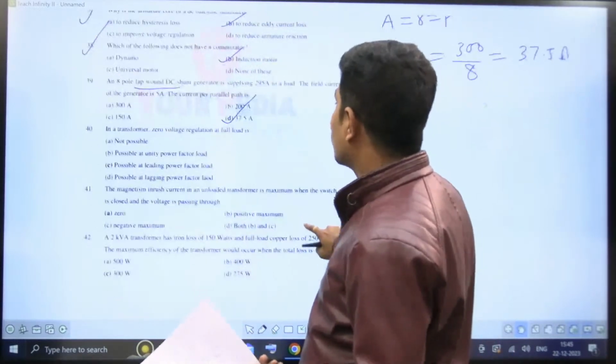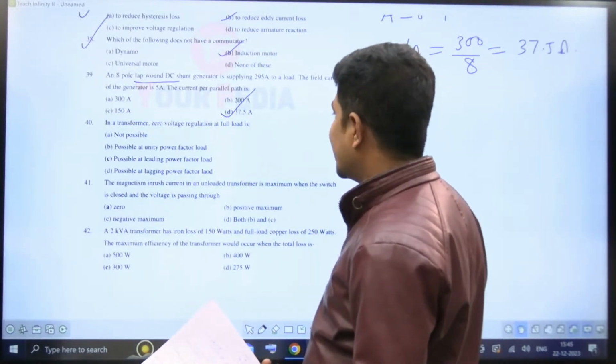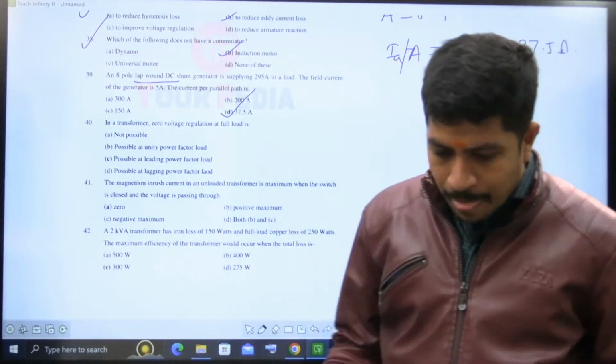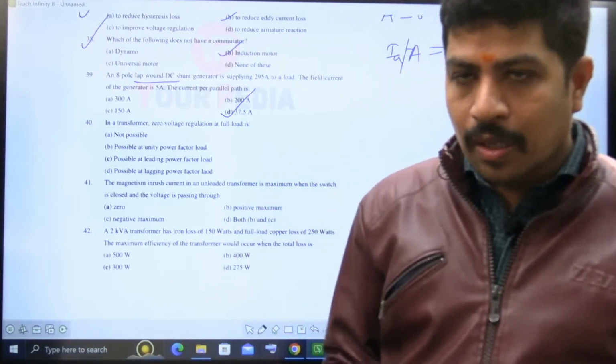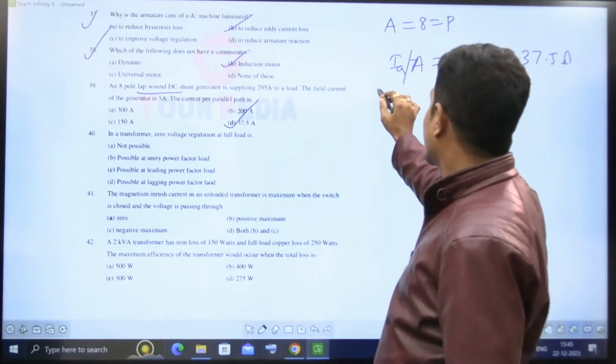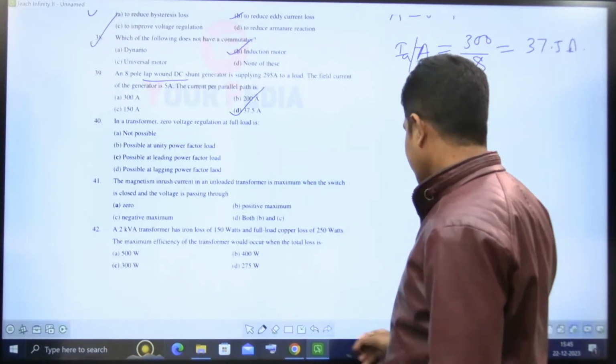In a transformer, zero voltage regulation at full load is possible. First of all, what is the voltage regulation formula in a transformer or in a transmission line? See, voltage regulation. Let me write here.